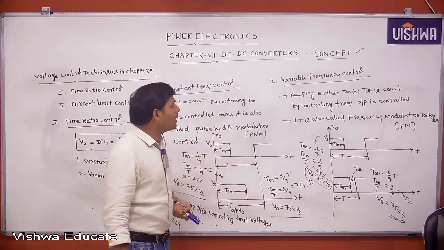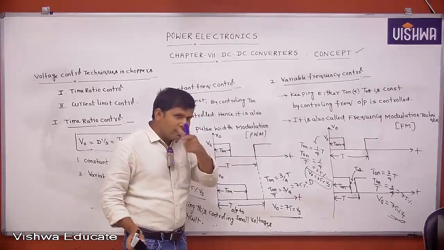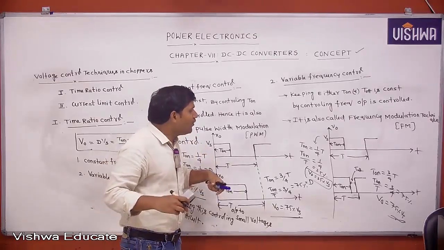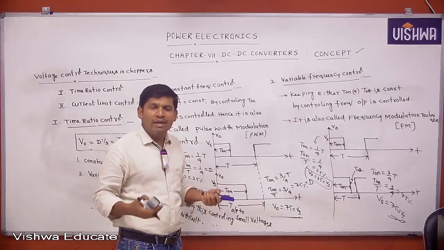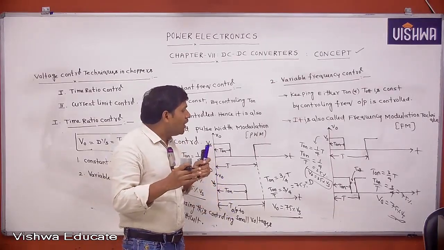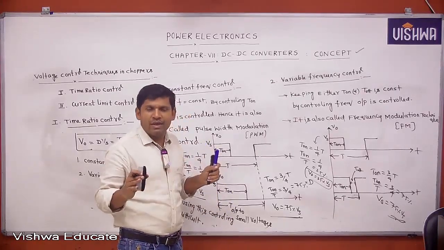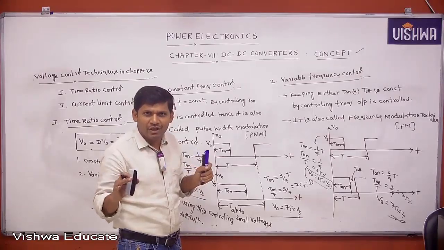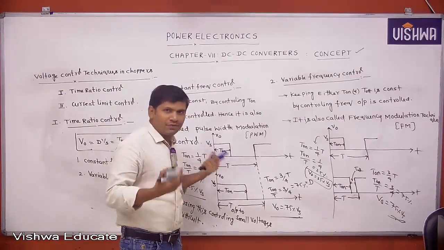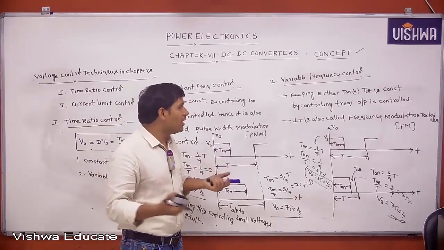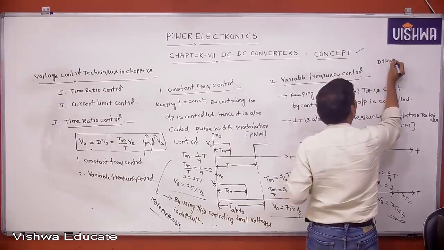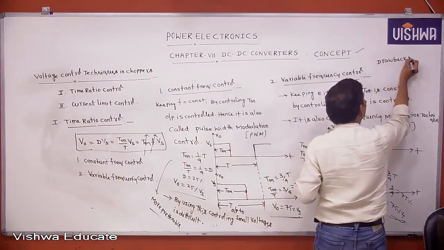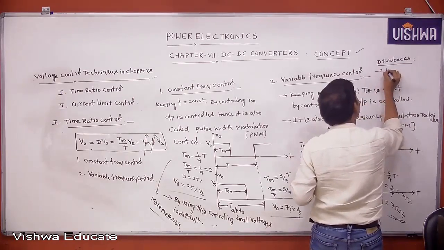But what is the drawback of variable frequency control? For a wide range of output voltage control, we want to change the frequency over a wide range. If the frequency is changed over a wide range, then it causes interference. What are the drawbacks of frequency control? It causes interference.